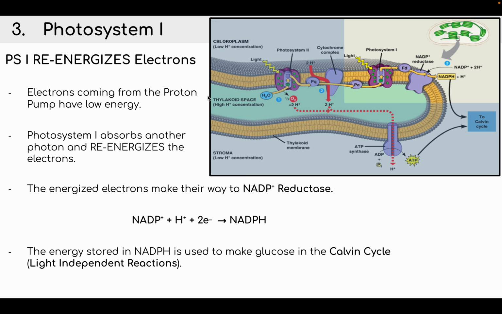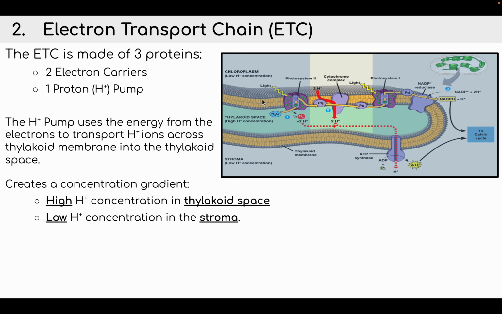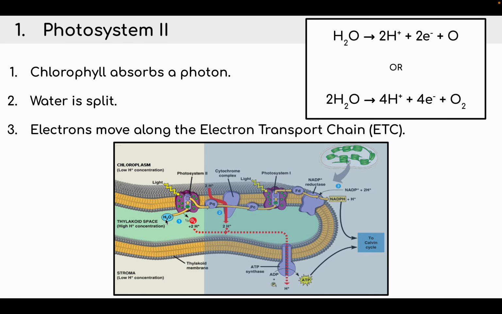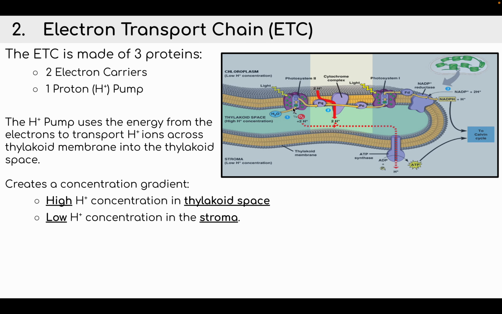Okay, now let's talk about photosystem 1. Let's just recap a little bit here. The electrons have come from water. Photosystem 2 has absorbed light, which has given these electrons energy, which has now been passed down the electron transport chain. Those electrons have lost all of their energy, and now they need to get re-energized.